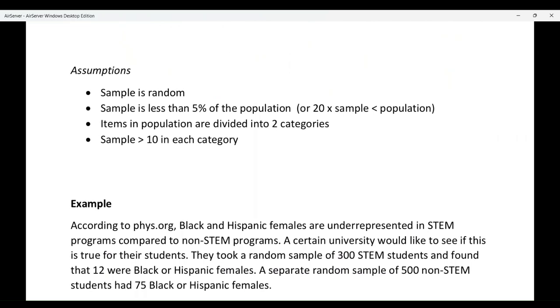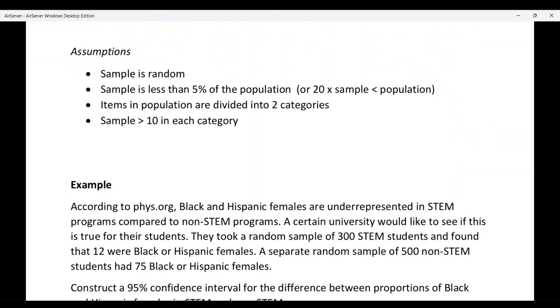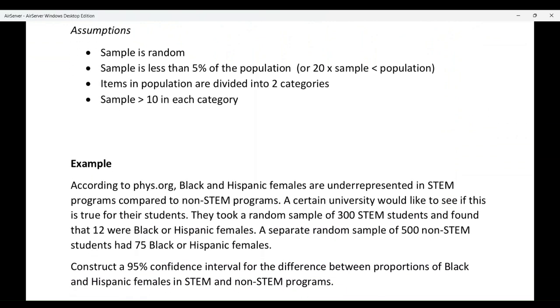So again, we've got our assumptions, same as before. Random samples for each is less than 5% of the population. You can divide it into two categories, and each sample is greater than 10 within those categories.